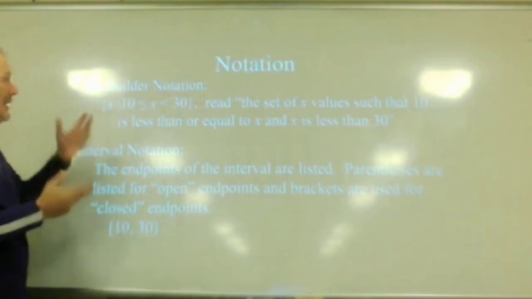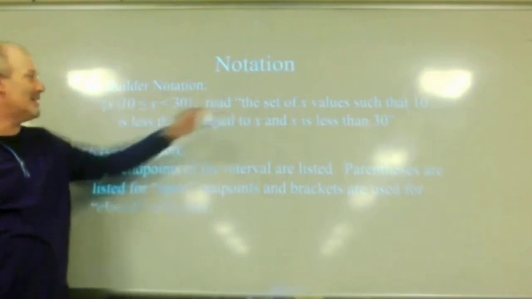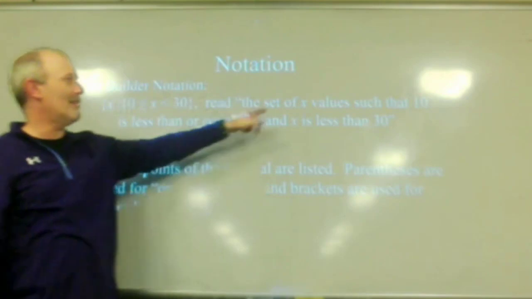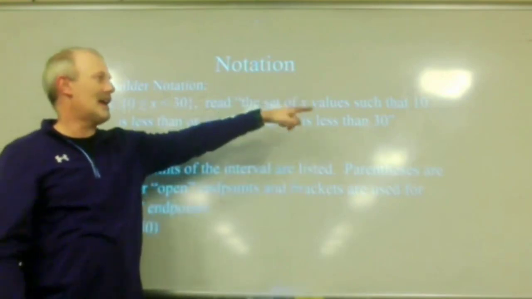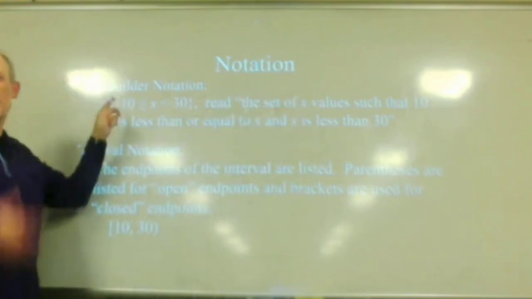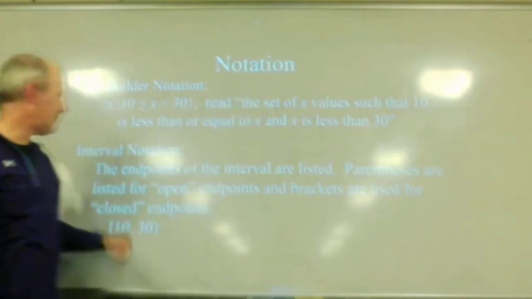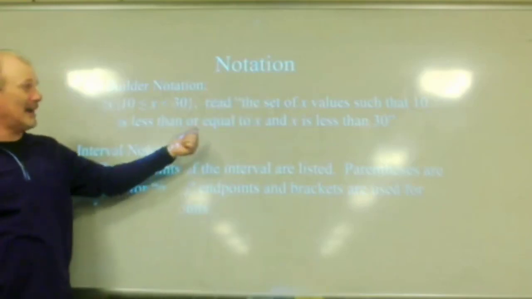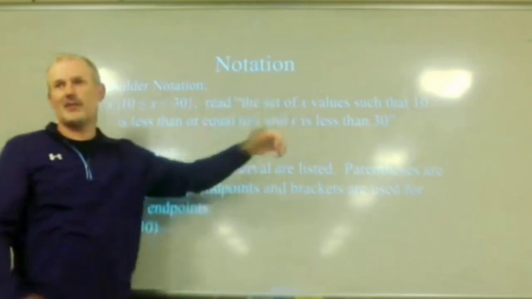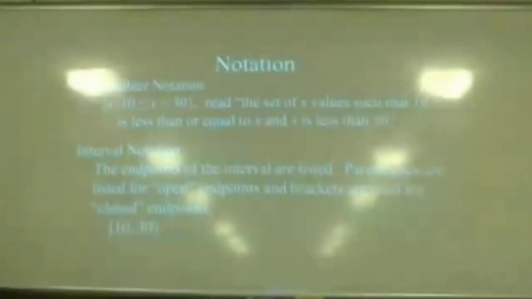And again, the way we read that is the set, that's because of these braces, the set of x values such that, that's what this little vertical line is, technically how you say it, 10 is less than or equal to x, and x is less than 30. So pretty much what I said, but that's how you would write it out if you needed to.